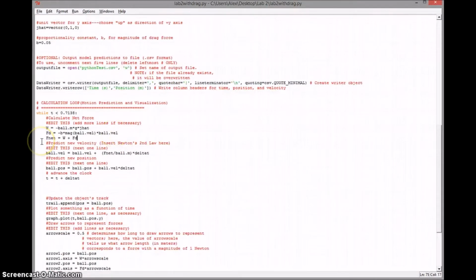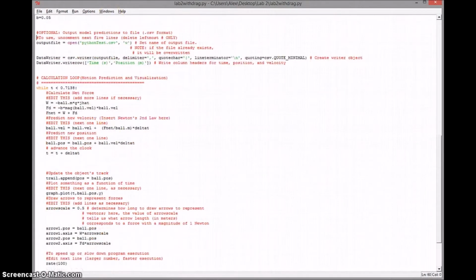The net force is the sum of the force of gravity represented by W and the drag force represented by Fd. You can see the force of gravity is the ball's mass multiplied by the acceleration of gravity, which is 9.8, multiplied by j hat, which indicates the direction. In this case, the object is moving along the y-axis, and the drag force is represented by the equation shown, the square of the ball's velocity multiplied by the drag constant. This is the equation used to calculate turbulent drag.